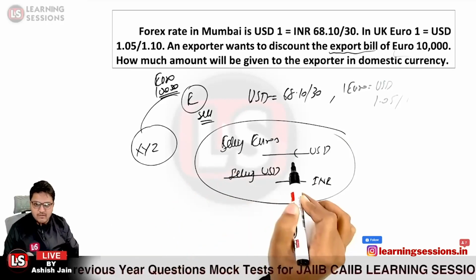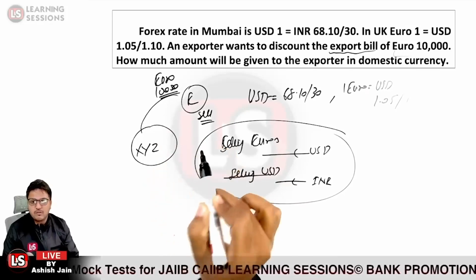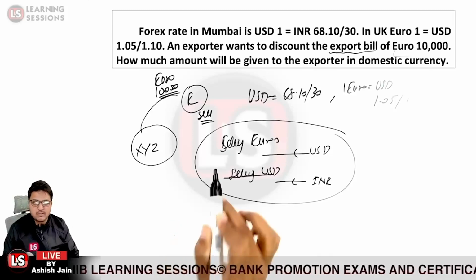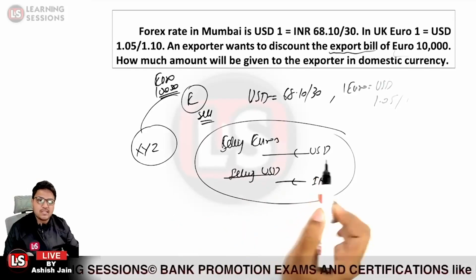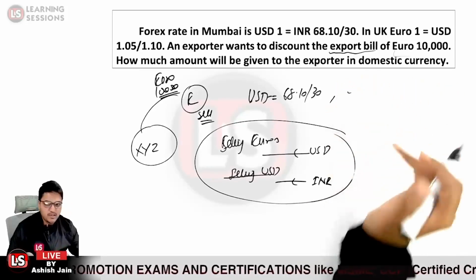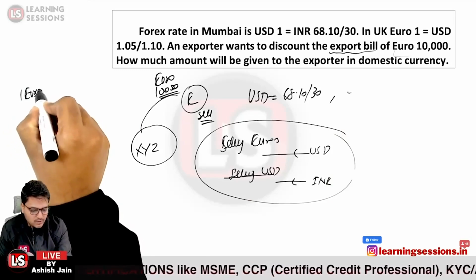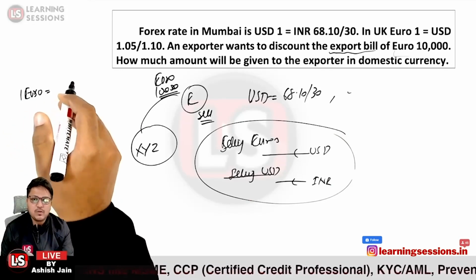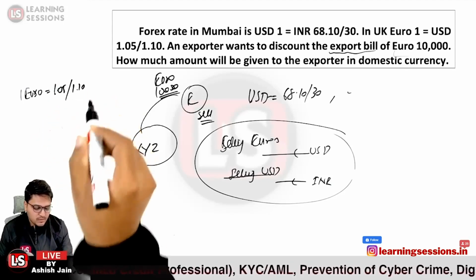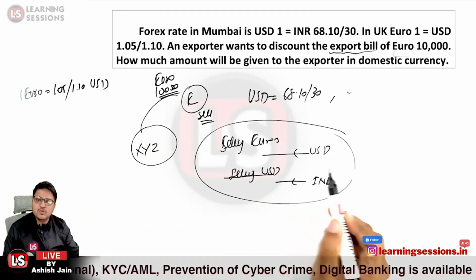Because no direct rate is available, the customer will be thinking like that: he has a euro bill with him, so he will be selling the euros and getting the USDs, and further selling the USDs and getting the INR. Okay, so that is the scenario. Now what is the euro to USD rate given? It is given to be 1 euro is equal to 1.05/1.10 USD. It's not visible, so let me write it over here.